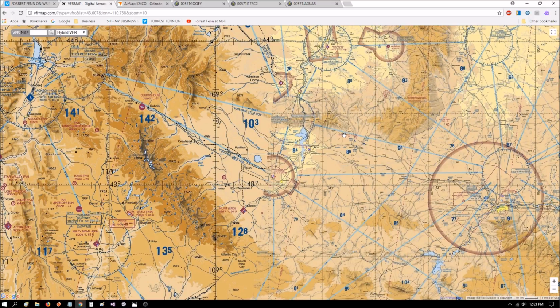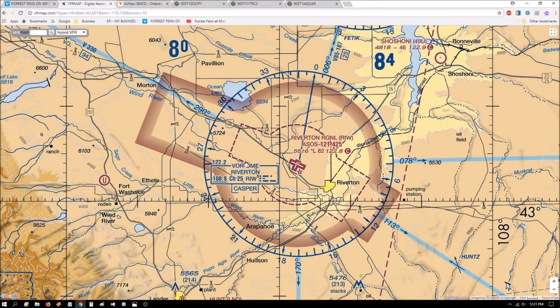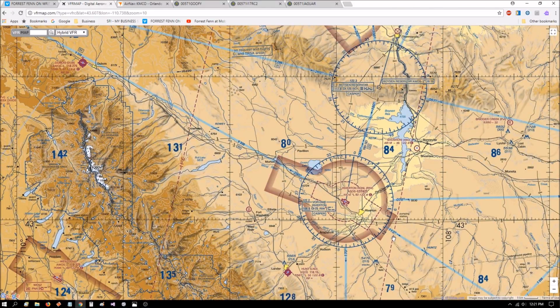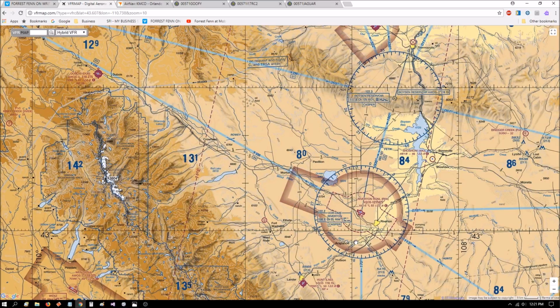And now, eventually, as things advanced, they came out with VOR, which is what you see here. Most VORs do have DME. This one's at the Riverton Airport, and the radio frequency is here. The VOR is 122.2. Basically, what those are called is VHF omnidirectional radio.